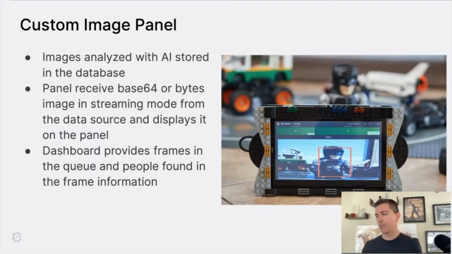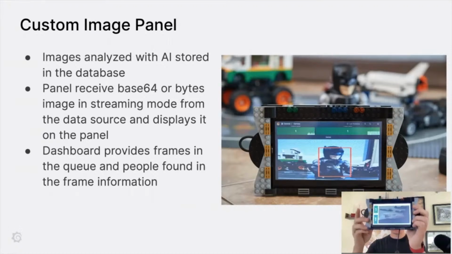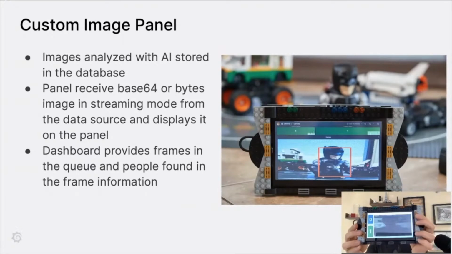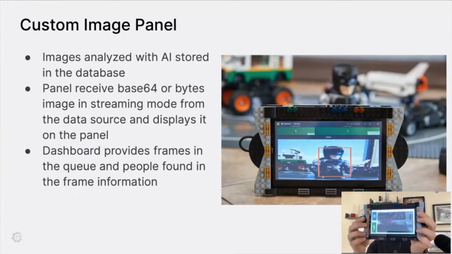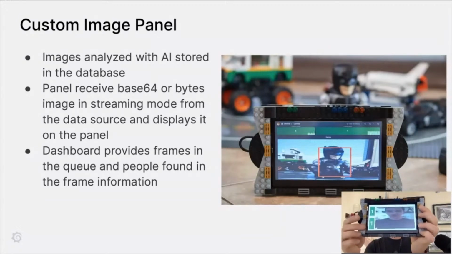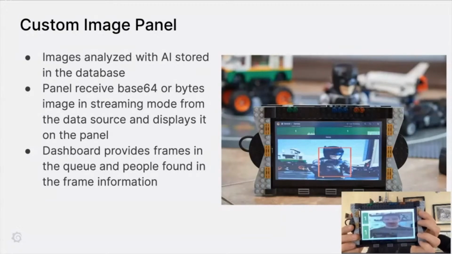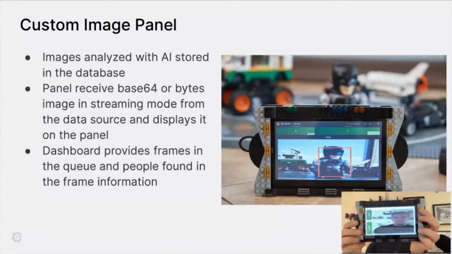Let's do the live demo. And this is my bat camera. As I said, it's a Raspberry Pi in a Lego case, and it has a camera module on the back. So if I turn it around, you will see the live feed from the camera. It's able to track my face, and it shows you the number of frames being processed and how many people were found in the frame. And it's a bat camera.